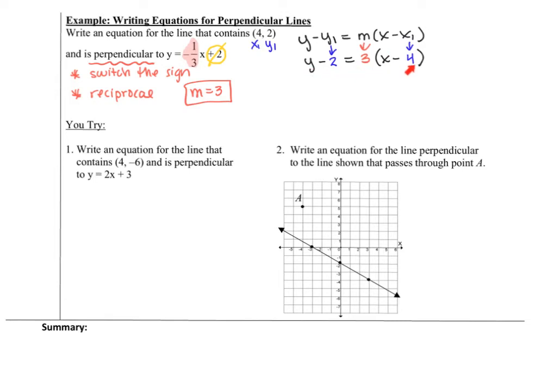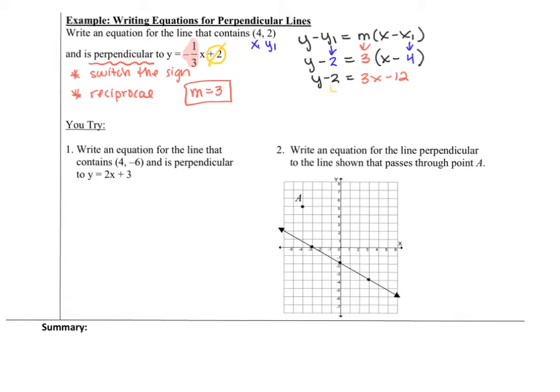Now we're going to simplify this equation to get slope-intercept form. We do that by applying the distributive property on the right-hand side. So we have y minus 2 is equal to 3x minus 12. We get that from doing 3 times x and then 3 times negative 4.